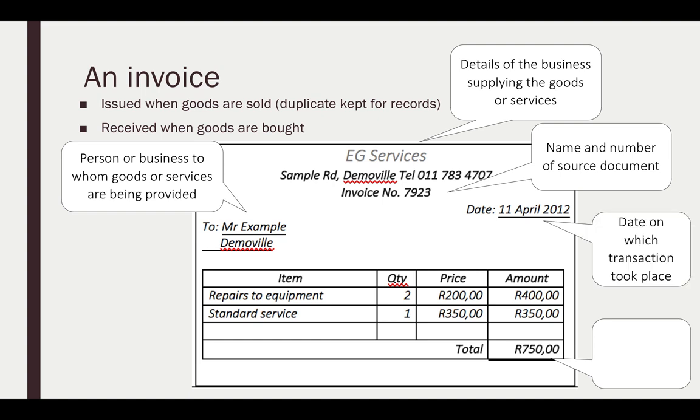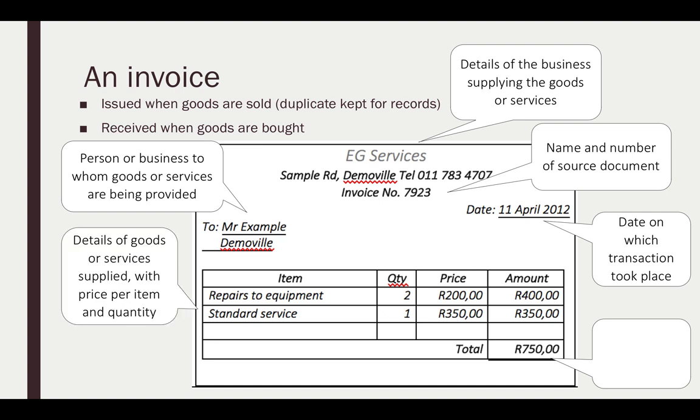You will also need to show the date on which the transaction took place so that you know when it happened. You would need to have all the details of the goods and services that have been supplied, along with the price per item and the quantity. And then you would work out the total value of the transaction, and that will be shown over here.